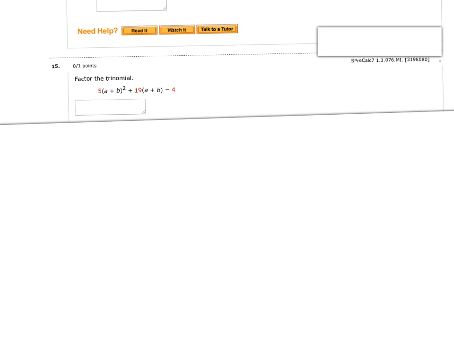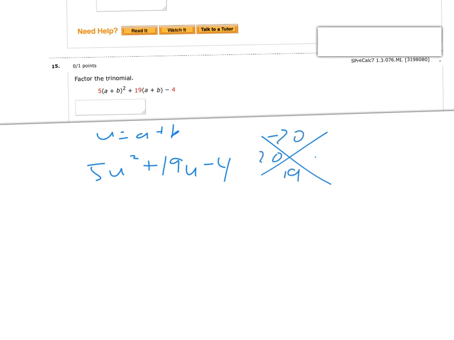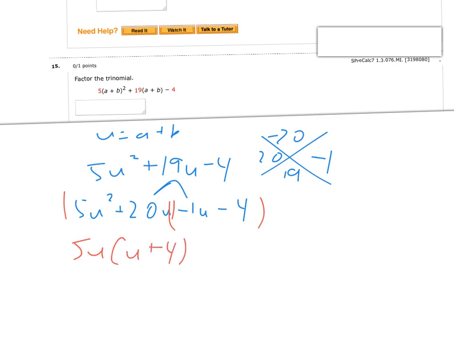All right, here we're going to factor. I would use a u substitution, so I'm going to let u equal a plus b, and we'll do 5u squared plus 19u minus 4. So do a diamond here, so we got negative 20 on top and 19 on bottom, so that'll be 20 and negative 1. But since I got that 5 out front, I got to split this up as 20u and negative 1u, and then rewrite the other terms. So now we'll do the grouping. The first group, I can take out 5u, leaving me with u plus 4. The second group, I got to take out a negative 1, which leaves me with u plus 4 as well. And so now I have 5u minus 1 times u plus 4.